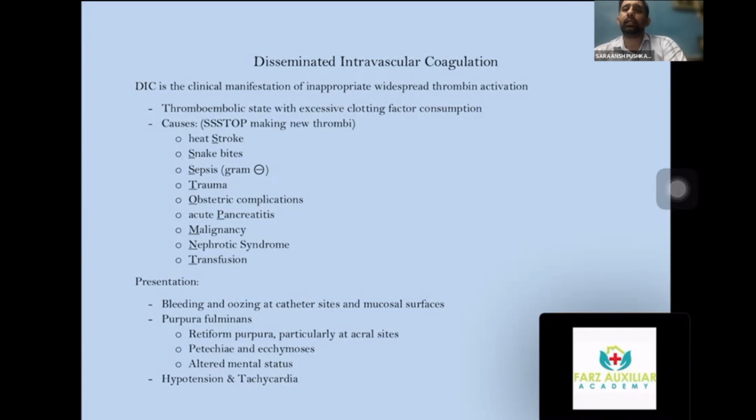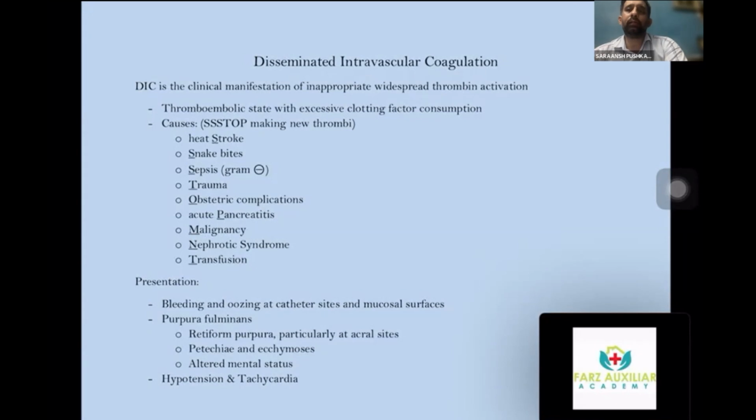Now this basically consumes all the clotting factors and platelets, hence leading to a bleeding diathesis-like situation. So this actually is a thromboembolic state in which there is excessive clotting factor consumption.